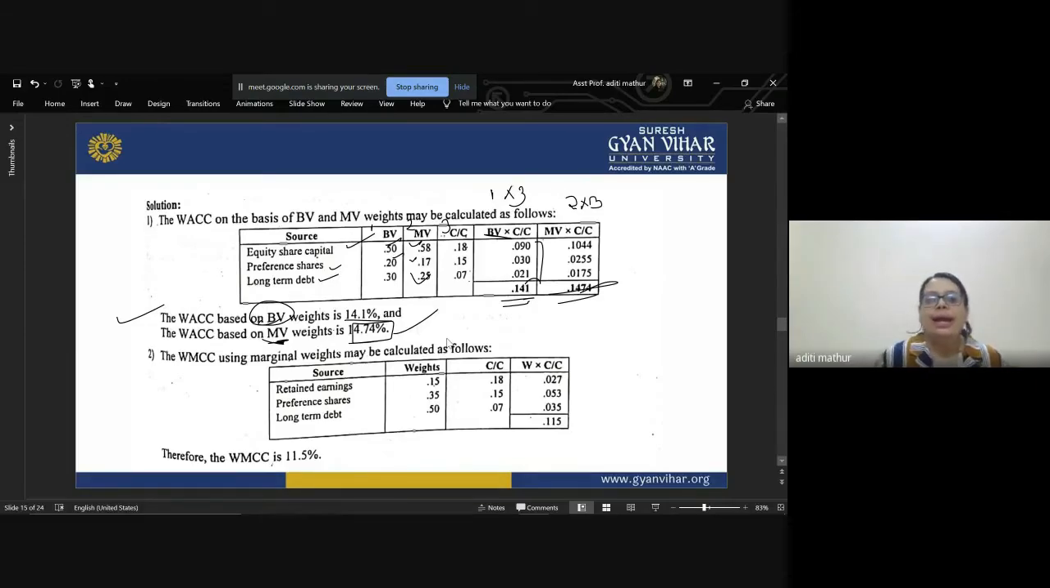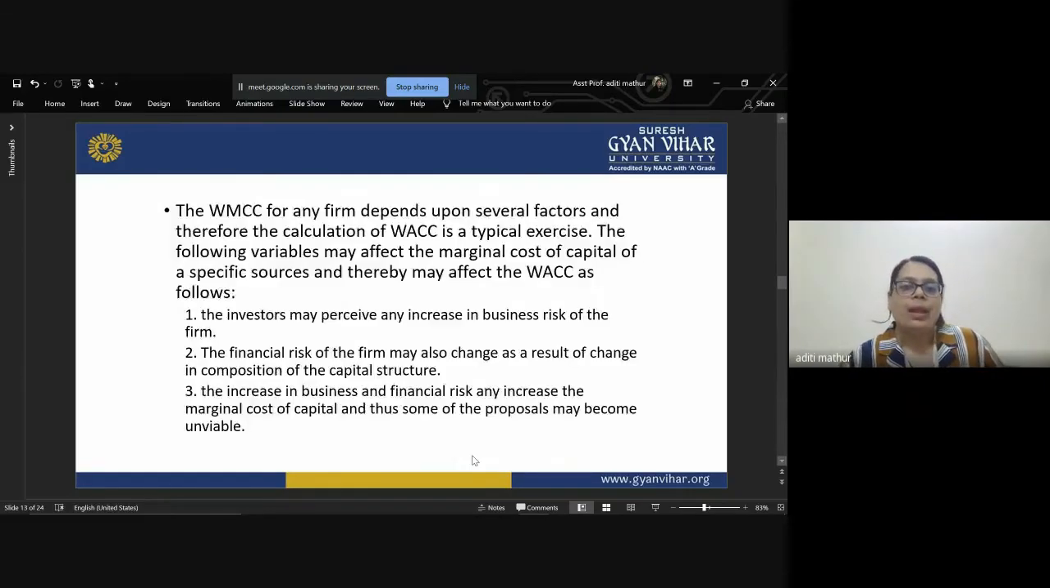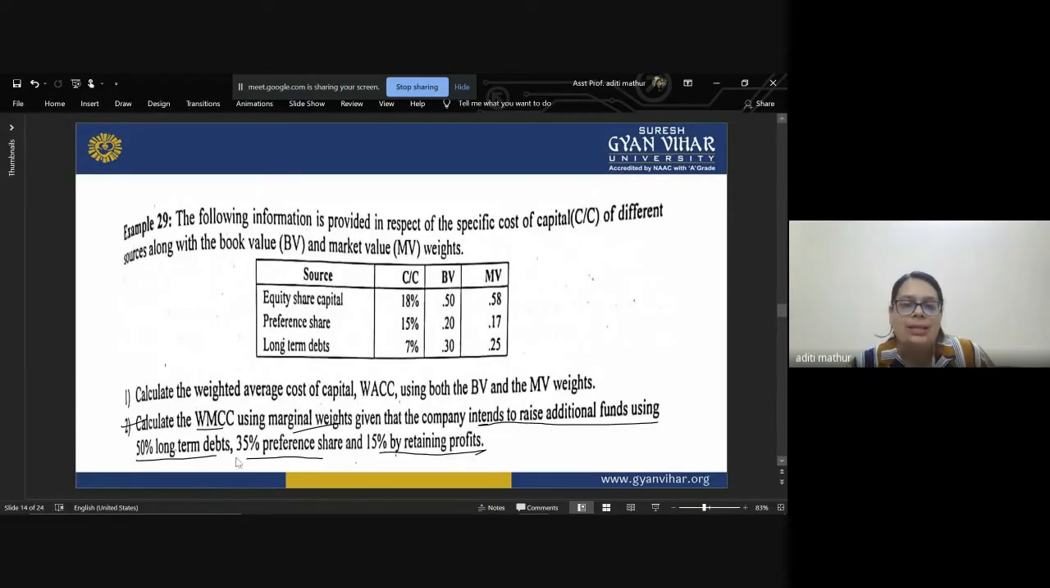Now let us go ahead and understand part 2, which is to calculate the WMCC using the marginal rates given, when the company intends to raise additional funds using 50% long-term debts, 35% preference share, and 15% retained earnings. That means they are changing their composition, and now we have to calculate the cost of the new capital. So let us draw the sources as given: retained earnings, preference share, and long-term debts.